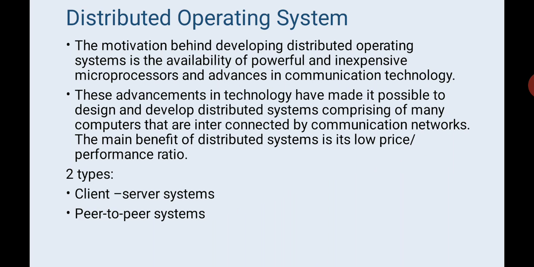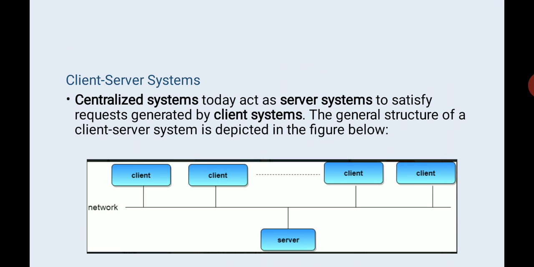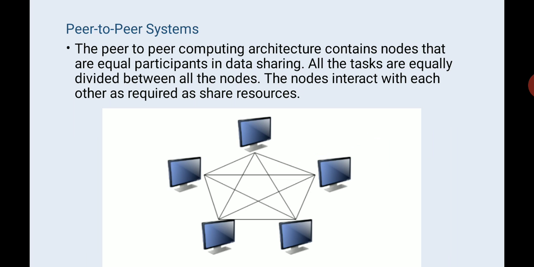There are basically two types. We can categorize them into client server systems and peer-to-peer systems. In a client server system, there will be a central server which will be servicing the clients, right? Whereas a peer-to-peer system is one where both have equal standing, they are at par with each other. That is why it is named, as the name suggests, peer to peer. These are nodes that are equal participants in data sharing, and the work is equally divided between all the nodes. The nodes interact with each other as required.